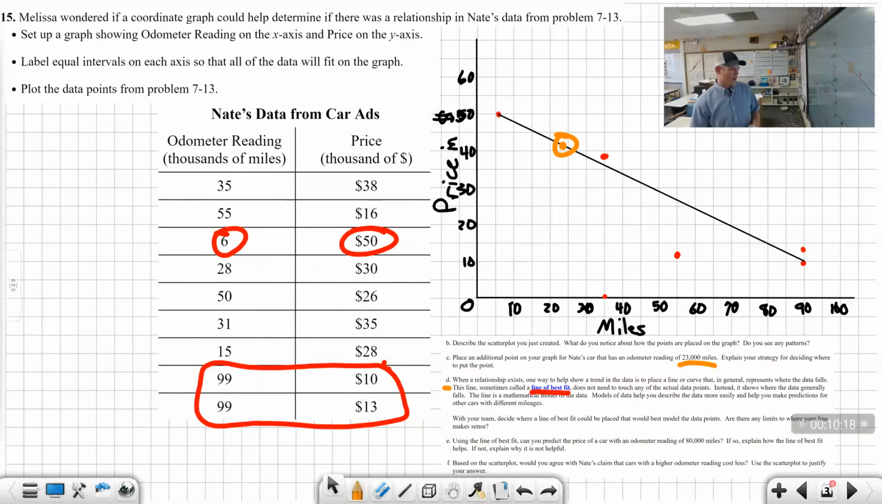Now, problem letter E. Using your line of best fit, can you predict the price of a car with an odometer reading of 80,000 miles? Well, I'm going to go to 80,000 miles. I'm going to go up. How much money is an 80,000 mile car worth? Down below on your lines, problem letter E. An 80,000 mile vehicle should cost about that much money.